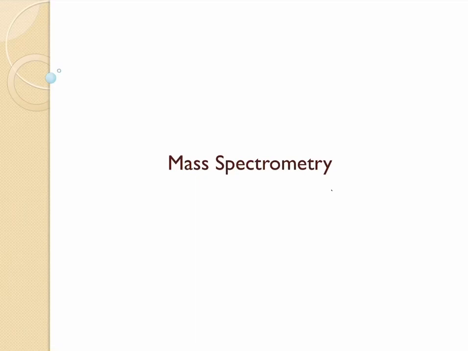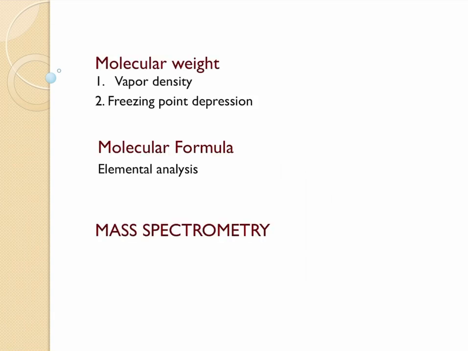Mass spectrometry. This video is an introduction to mass spectrometry. Mass spectrometry is used in conjunction with other spectroscopic techniques to determine the structure of organic compounds. It allows us to determine the molecular mass and molecular formula of a compound, as well as some of its structural features.